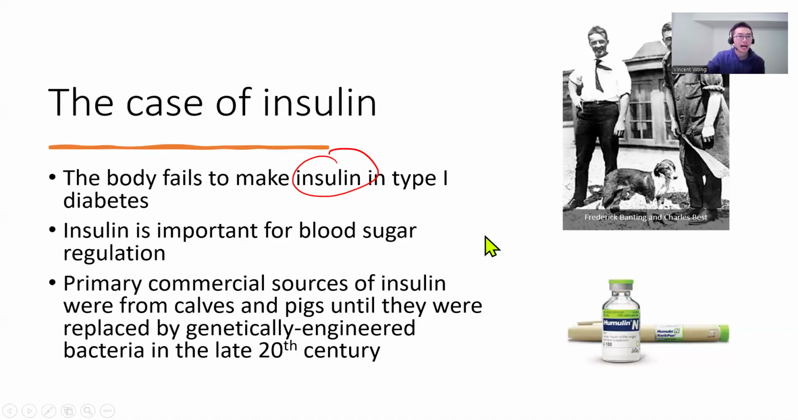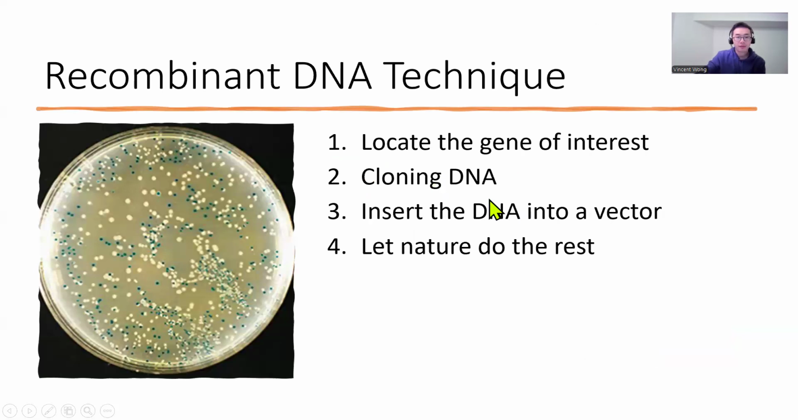Humulin, as in insulin for humans. That's what it is. I am going to go through the steps required to create the insulin factories in bacteria. Again, this is an example of a recombinant DNA application because we are combining human DNA with bacterial DNA. So we have four steps here. The first step is to locate the gene of interest.